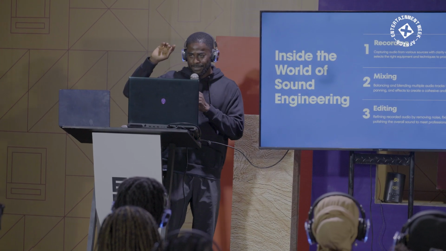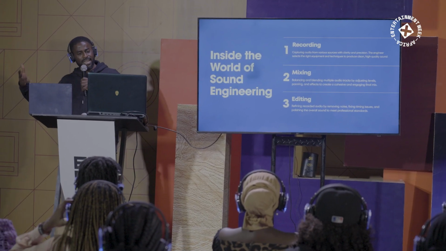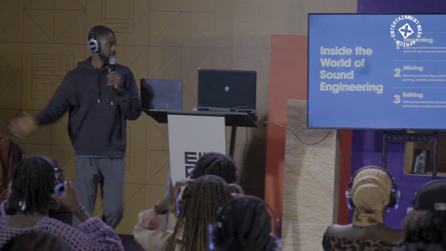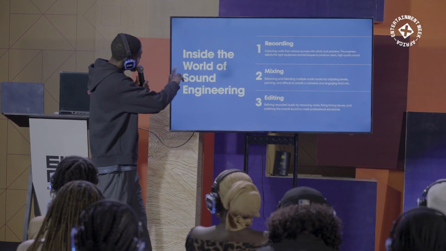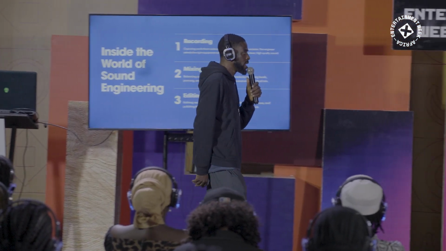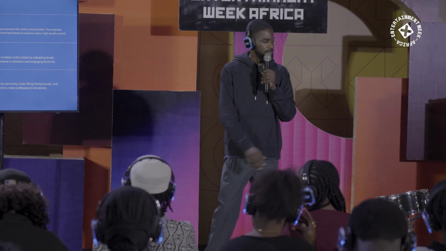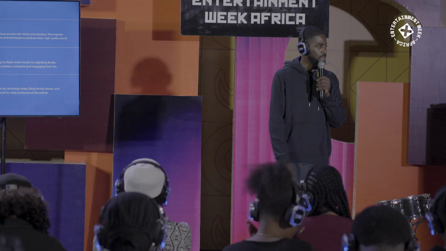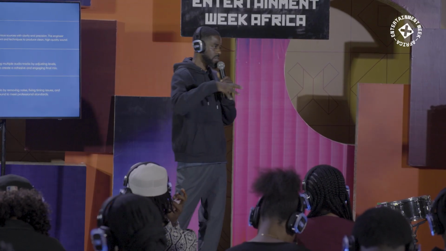Anyway, so the second pointer is mixing. Mixing is the balancing and blending of multiple audio tracks and adjusting levels, panning effects, and all of that. Now, I don't know if any of you have seen a mixer, what it looks like. Maybe yes, maybe no. Oh, you have. All right, cool. Okay, so in the world of sound, there's always a mixer.